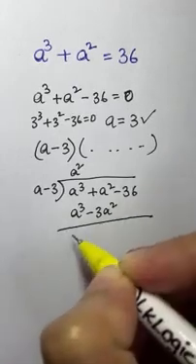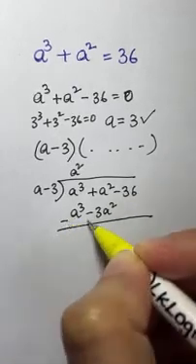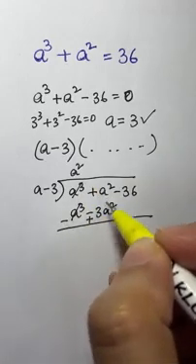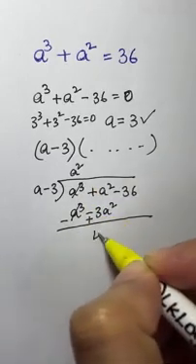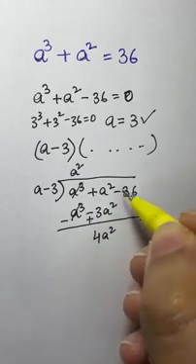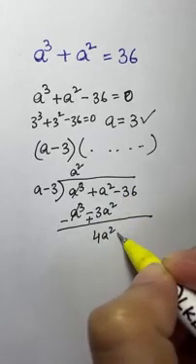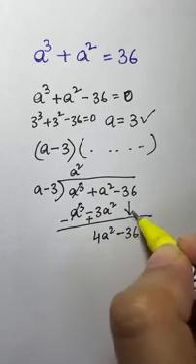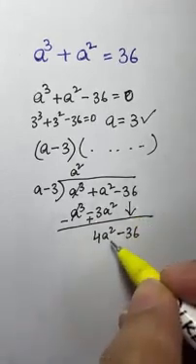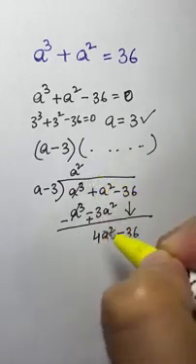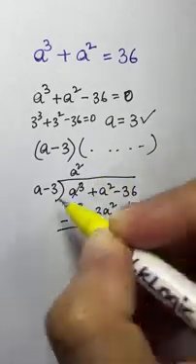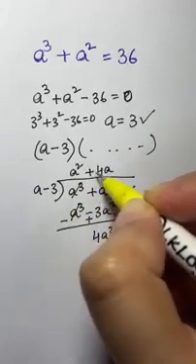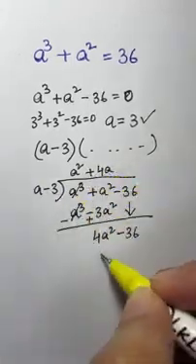Now we will subtract it. So we change the signs: a cube minus a cube gets cancelled. A square plus 3a square gives you 4a square. And then you take down negative 36. Now we have 4a square. What can we multiply here with a to get 4a square? You can have plus 4a. 4a times a gives you 4a squared.